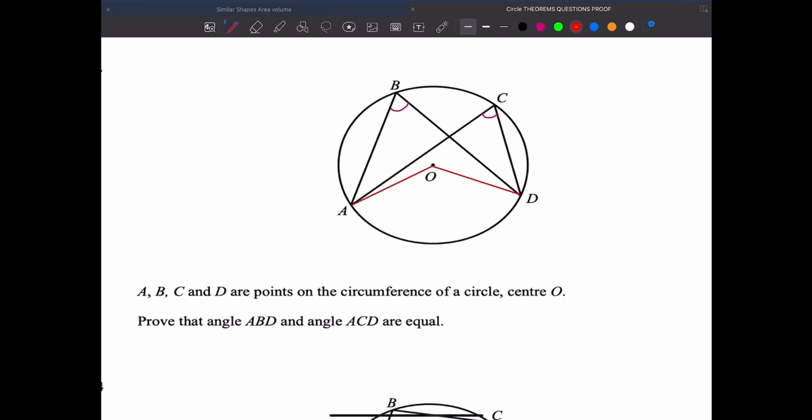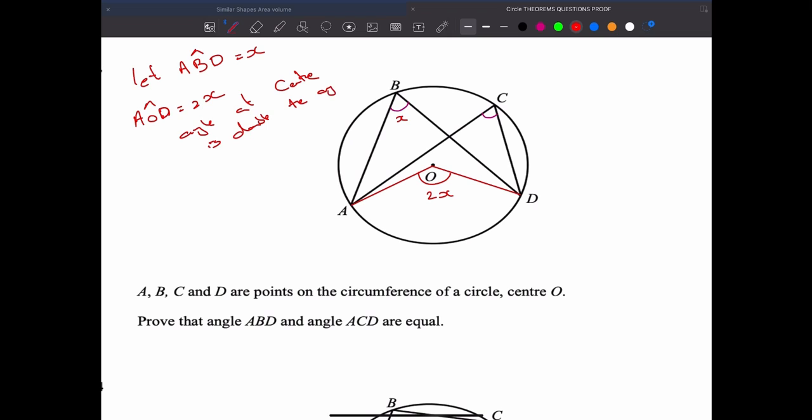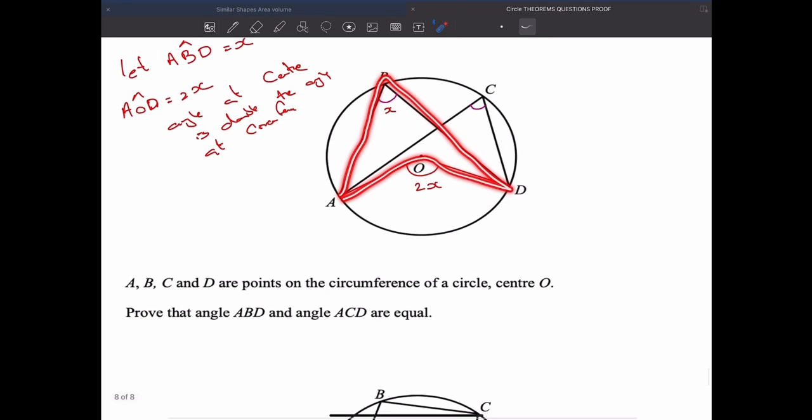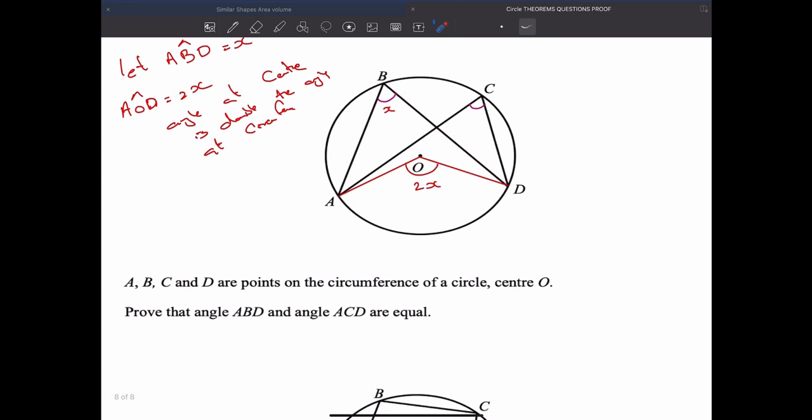Okay, so let's say this angle is x. So let ABD be x. If that is x, what is this? 2x. So angle AOD is 2x. Why? Angle at center is double the angle at circumference. Because you could technically see that, right? Look, there you go. Angle at center is double the angle at circumference.